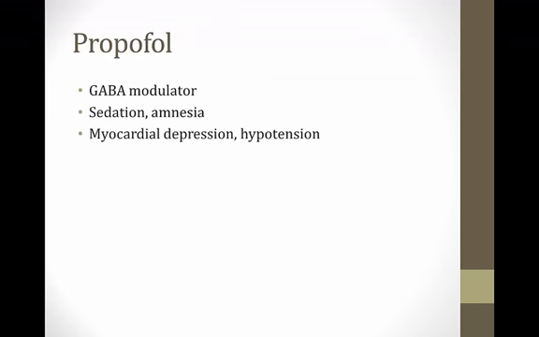Propofol is a very commonly used anesthetic in operating rooms and also in the ICU for people who are on the ventilator. It's a GABA modulator. It puts people to sleep and they don't remember anything after the drug. It can cause myocardial depression and hypotension. It's a milky white substance that you drip into people's veins, and it's very effective as an anesthetic.